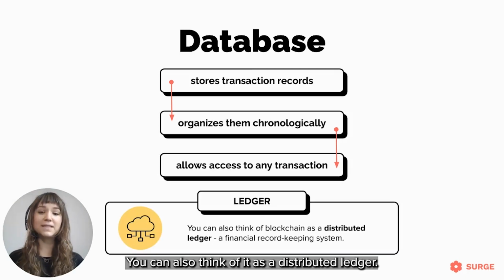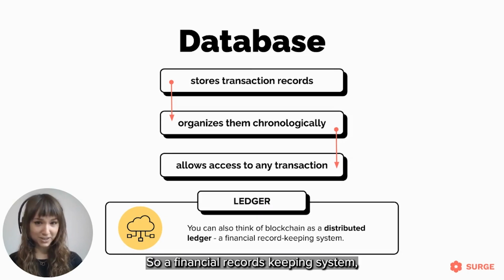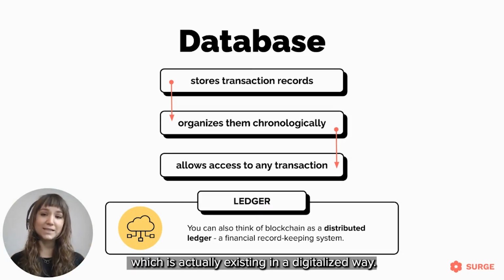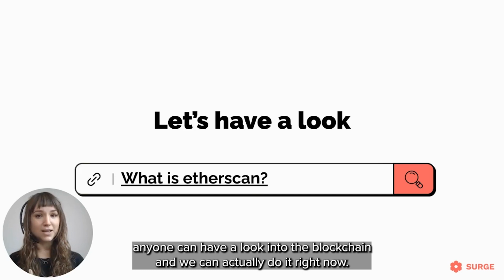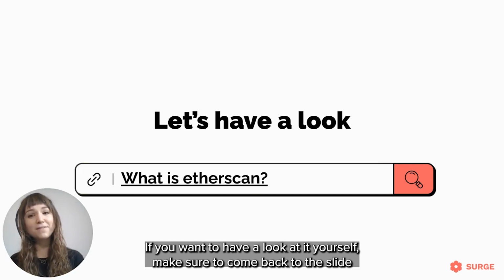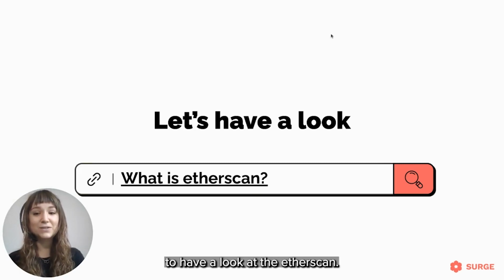You can also think of it as a distributed ledger, so a financial record-keeping system, which actually exists in a digitalized way. And as I said before, anyone can have a look into the blockchain, and we can actually do it right now. If you want to have a look at it yourself, make sure to come back to the slide to have a look at Etherscan.